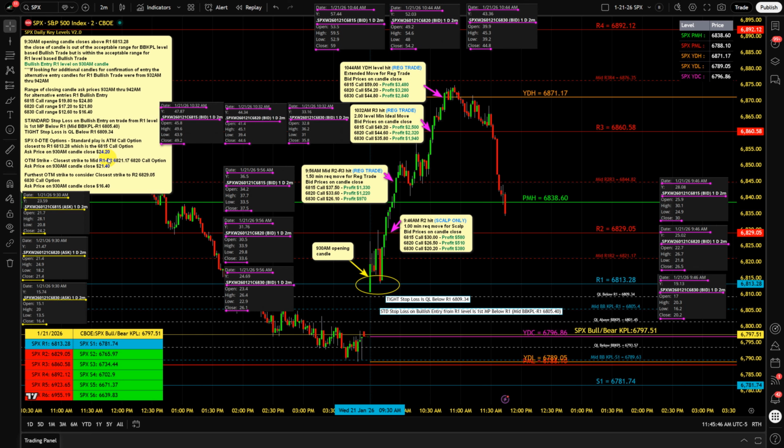Now the third option you can do would only apply if you're trading multiple contracts. Because if you're just trading one contract, your choices are either to adjust your stop loss or exit the trade. So that's pretty simple.